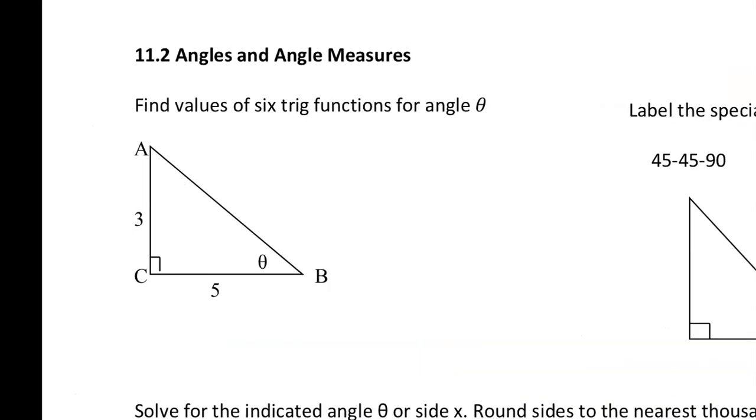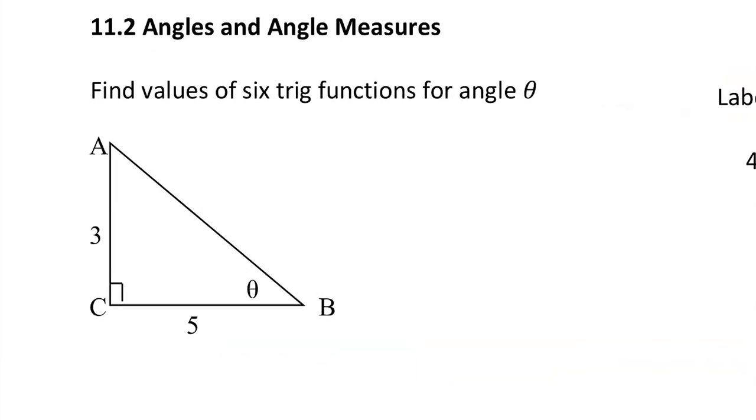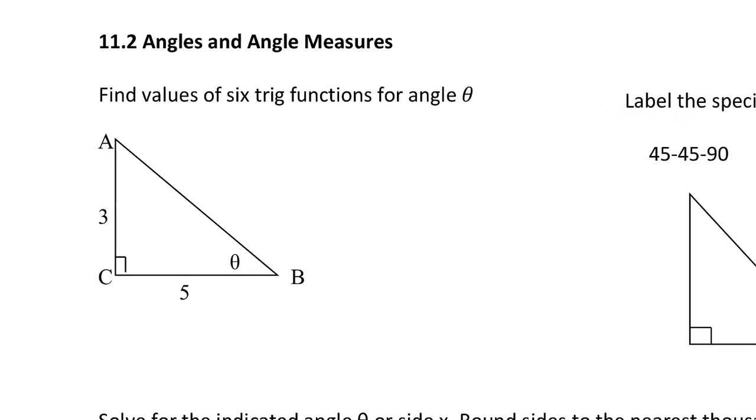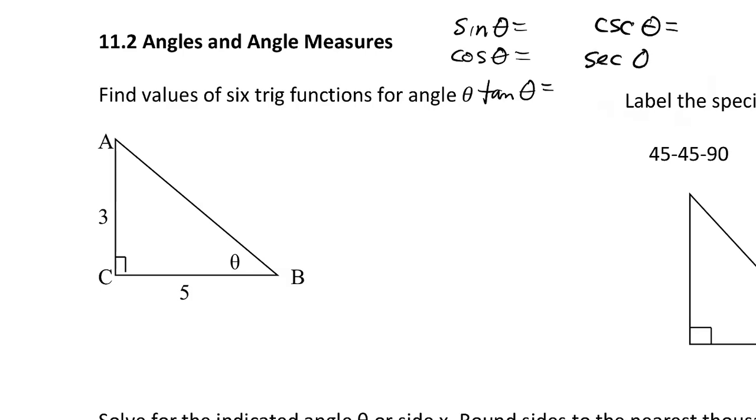First triangle we have here says find values of the 6 trig functions. The 6 trig functions: we have sine of an angle, cosine of an angle, tangent of an angle, and then we have cosecant of an angle, the reciprocal of sine, secant, the reciprocal of cosine, and then cotangent, the reciprocal of tangent. So those are the 6 things that we need to identify. So each one will probably have a fraction. So it would be a good idea to note where our angle is.